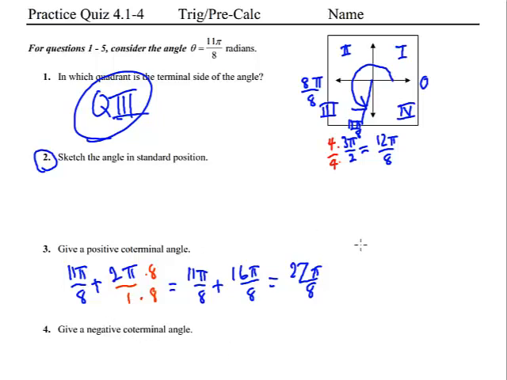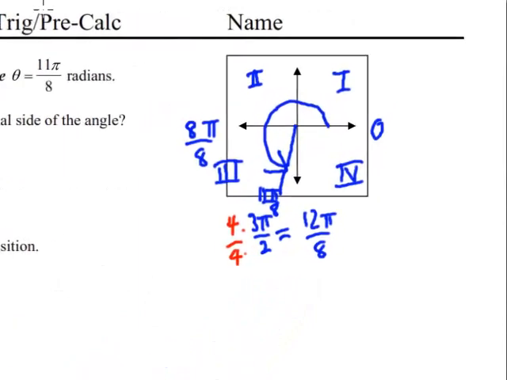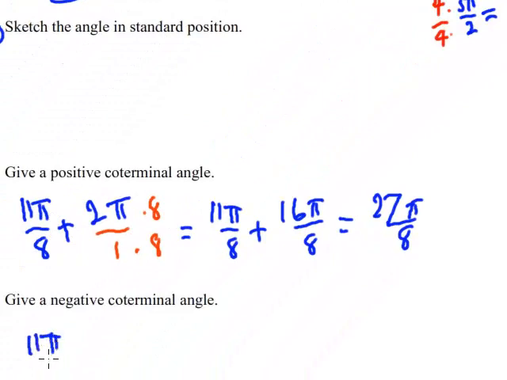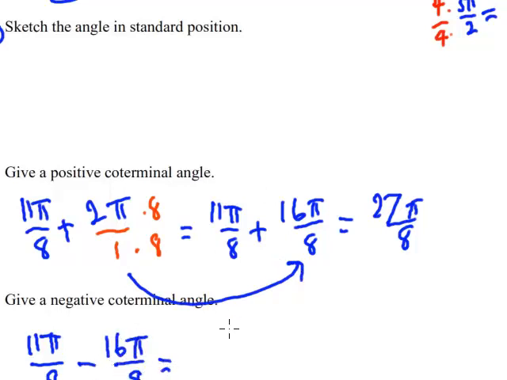All right. Now we're going to get a negative one. So for a negative one, we're going to go backwards. And if you notice here, if we go backwards, we're going to end up with one full circle. So we're going to have to subtract. So we're going to go 11 pi over 8. I'm going to subtract 2 pi. Remember that 2 pi is really 16 pi over 8. And that'll give me a negative 7 pi over 8. Alright, great. Let's continue.